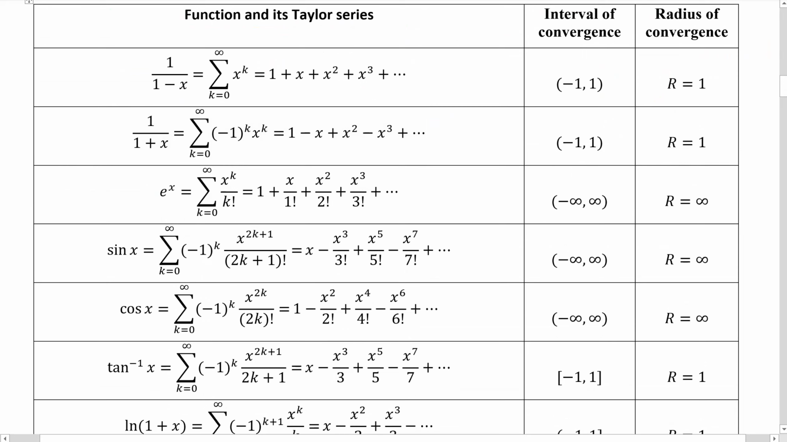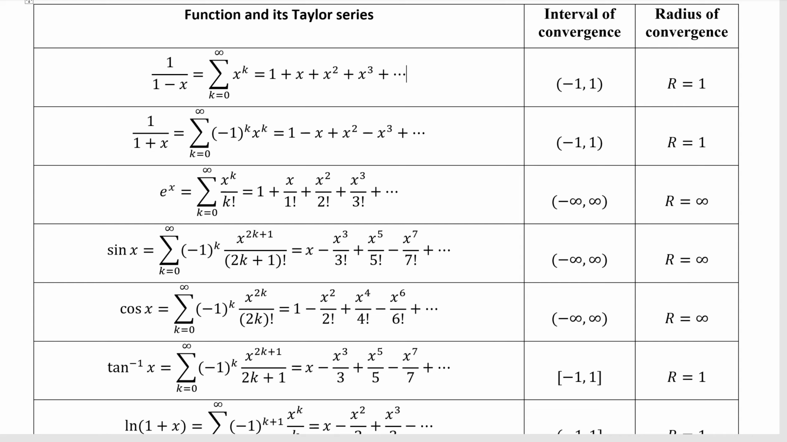So for the function 1 over 1 minus x, the Taylor series is the sum from k equals 0 to infinity of x to the power of k. The interval of convergence is minus 1 to 1. Radius of convergence equals 1. Do you still remember what the interval of convergence is? Well, it's the set of x values such that the Taylor series converges to f at that point. Okay?